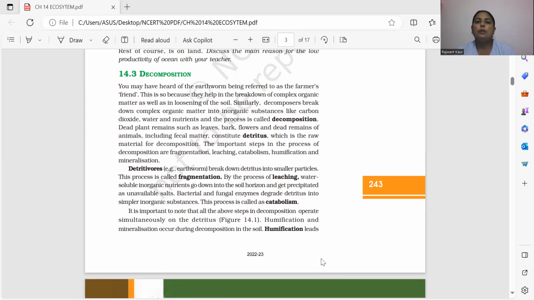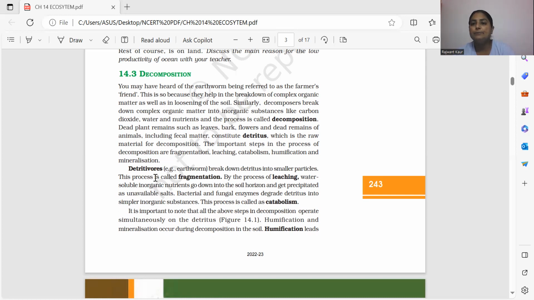So in the process of decomposition, the following steps are involved. See on your screen: fragmentation, leaching, catabolism, humidification, and mineralization. First of all, I want to tell you about detritivores. As the name itself indicates, detritivores are those organisms which feed on detritus and break down the detritus into smaller particles. One example of these detritivores is the earthworm. When these detritivores break down the detritus and convert it into smaller particles or fragments, the step is called fragmentation.